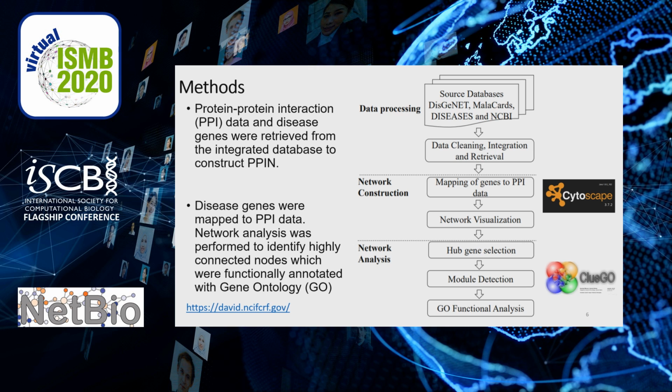The network analyzer plugin in Cytoscape was used to identify the highly connected nodes based on degree and betweenness centrality as topological parameters. The hub genes were then functionally annotated using DAVID and QuickGO. So here is the link for DAVID functional annotation using the gene ontology.